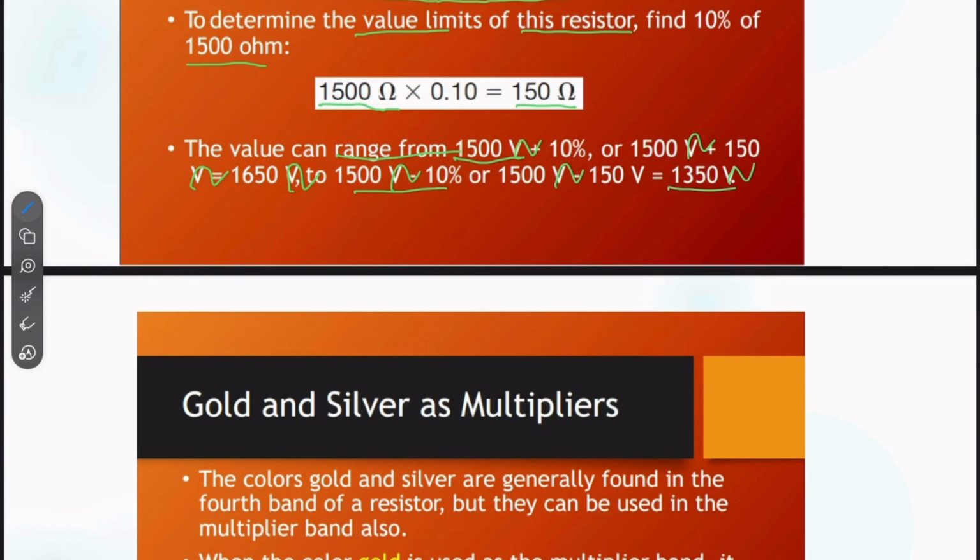Because that's a resistor, the unit is ohms and the symbol is omega, not V.